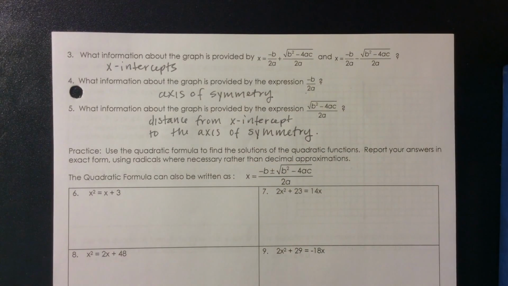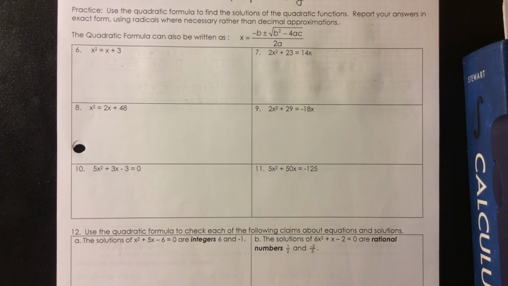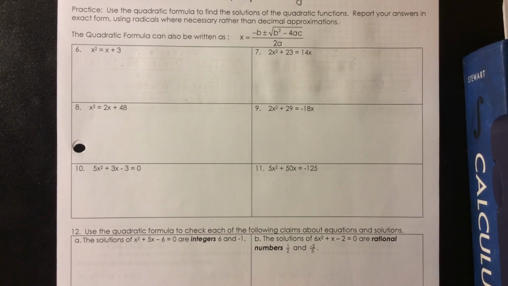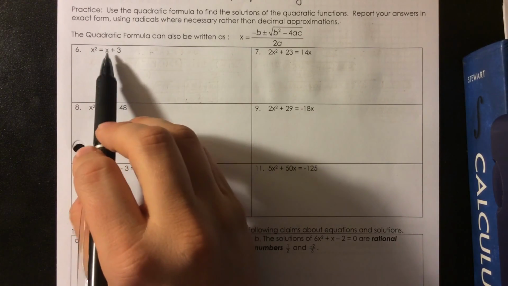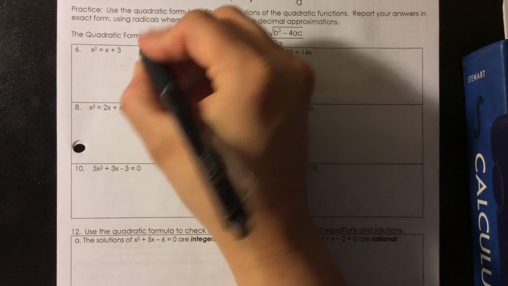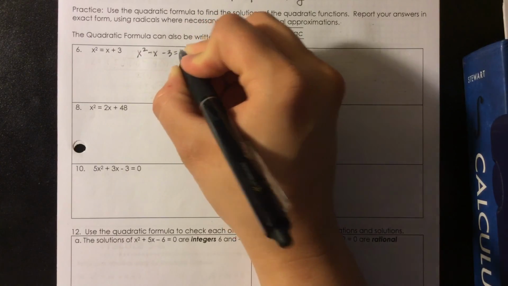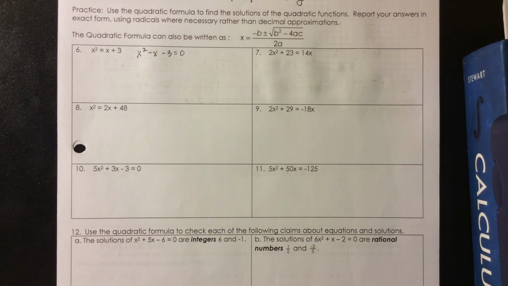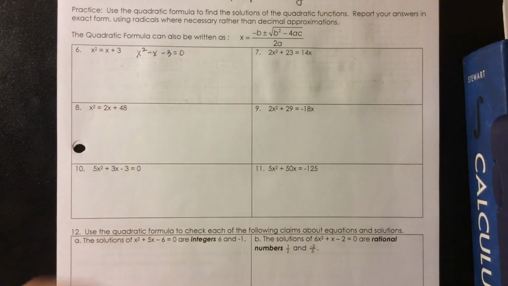Now, next up, we're going to get some practice using the quadratic formula. All right guys, so let's take a minute to go through 2 examples together of just using and practicing the quadratic formula, then I'll let you practice on your own. First things first, we need to get this into standard form, so I'm going to subtract the x and the 3 over. So I'll have x squared minus x minus 3 equals 0, and now I can apply the quadratic formula. So our a is 1, our b is negative 1, and our c is negative 3.